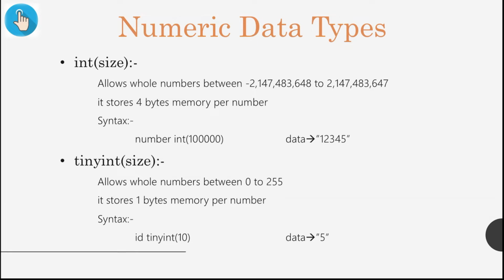But to differentiate between them, we have given it the numeric data type. First comes the integer data type, that is int. In that, the number range is between these two numbers. The memory per number is 4 bytes. Here is the name of the column and this is the data type which we are using.